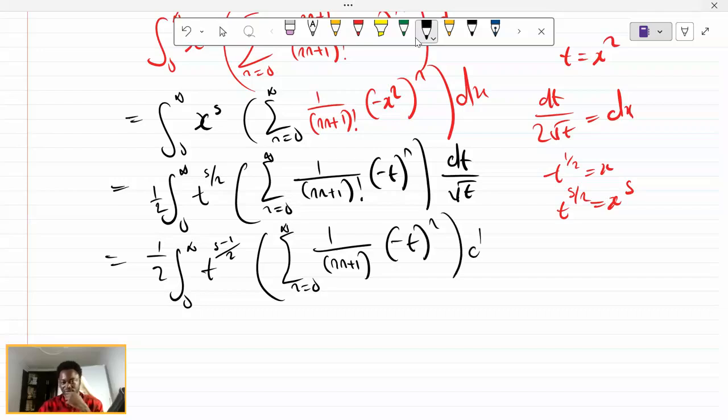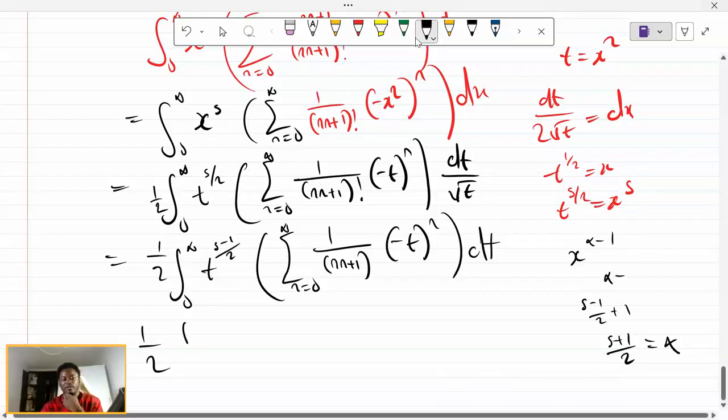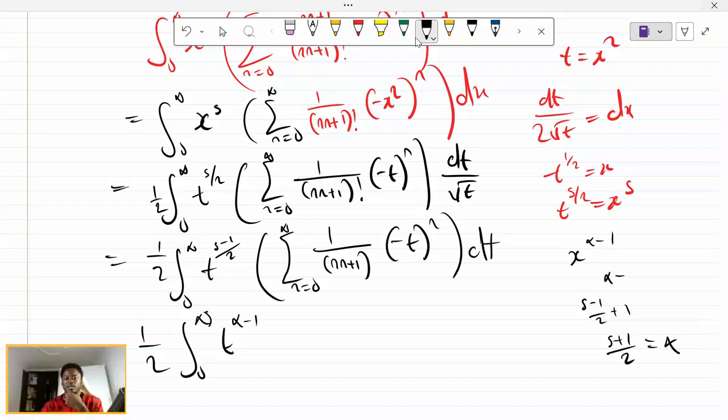power, dt. Now, we need a t to the alpha minus 1 before we apply the Ramanujan master theorem. That means we need to add and subtract 1. So if you add 1, we have s minus 1 over 2 plus 1. That would be s plus 1 over 2. So let's set s plus 1 over 2 to be alpha. So this will be equal to half of the integral from 0 to infinity of t to the alpha minus 1, then you have the sum as n runs from 0 to infinity.